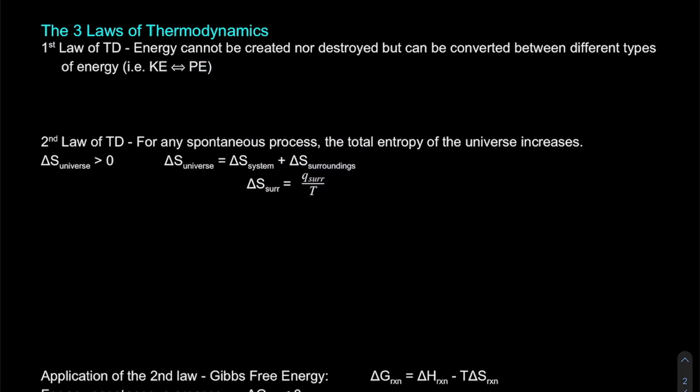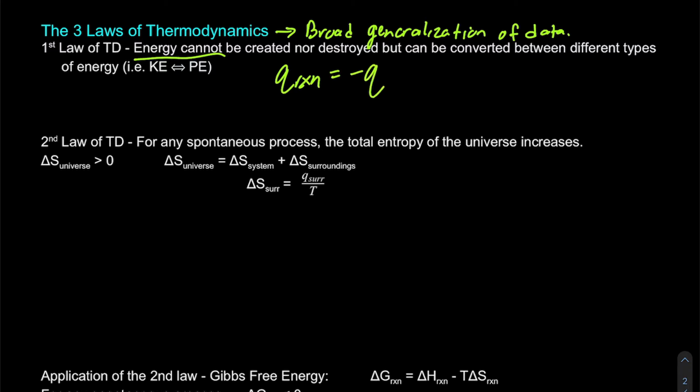So let's look at these 3 laws and see what kind of applications we can make. And remember, a scientific law is a broad generalization of observations or data. We've made lots of observations or collected a lot of data, and these are the broad trends that we observe. The first one is the first law of thermodynamics, which we've used a lot when we've looked at heat transfer: energy cannot be created nor destroyed. So one of the observations we can make is that the Q of a reaction is equal and opposite to the Q of the surroundings.